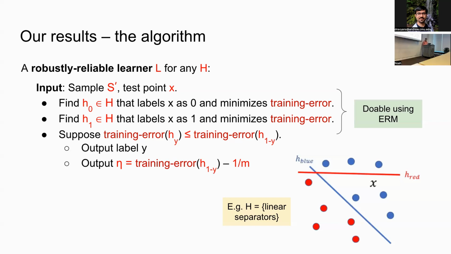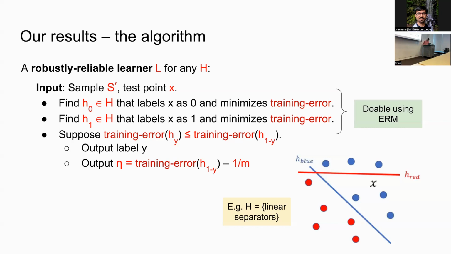How does that diagram relate to the mathematical statement on the slide? Right. So in this diagram, we have a bunch of training points, two classes, blue and red, and we have a test point X. Suppose the class H consists of linear classifiers, so all straight lines in this case.